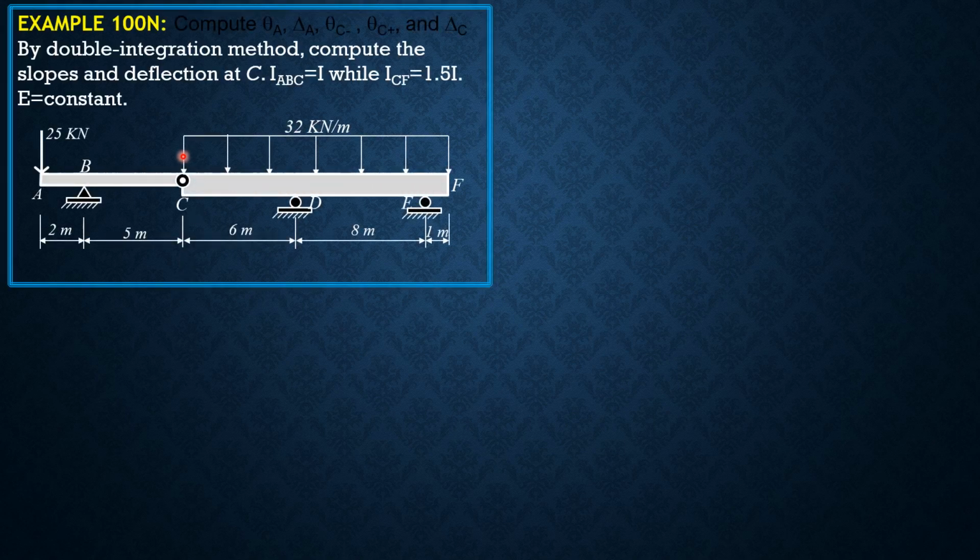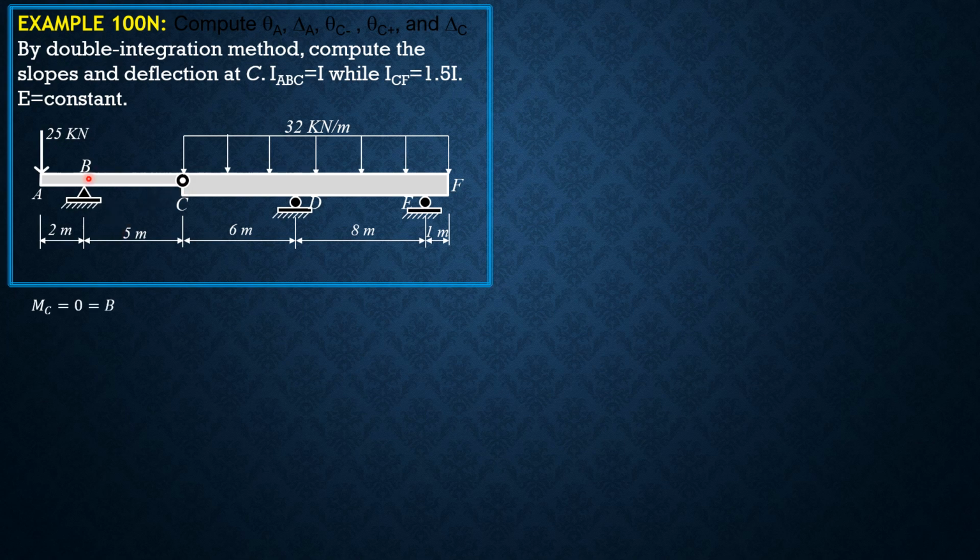By double integration method, compute the slopes and deflection at C. Moment of inertia of portion ABC is I, while for CF, C to F, 1.5 of I, and E is constant. So this is a determinate beam. We first solve for D_y.